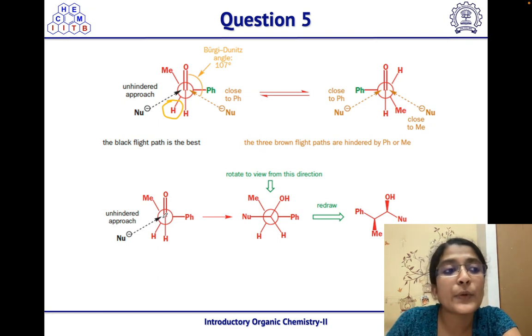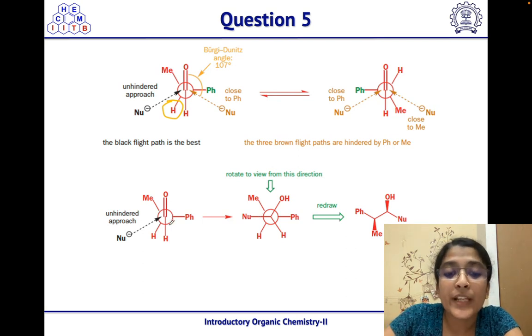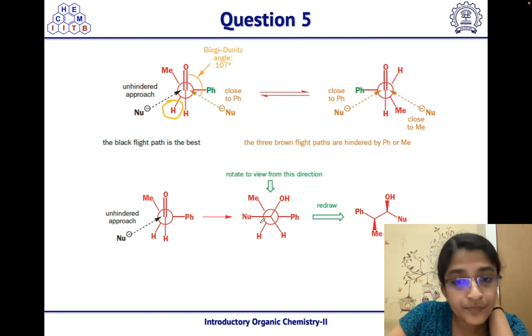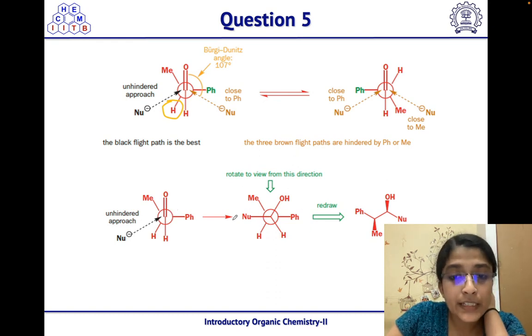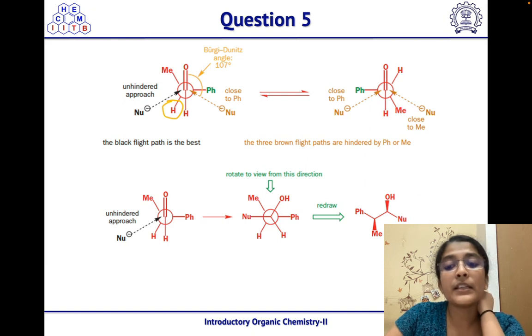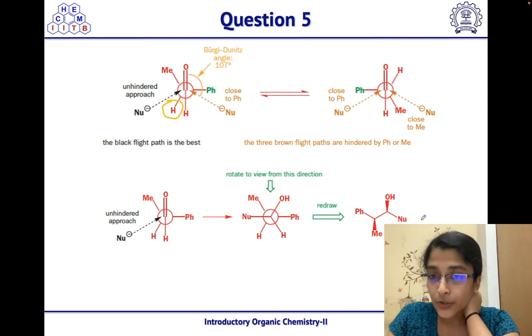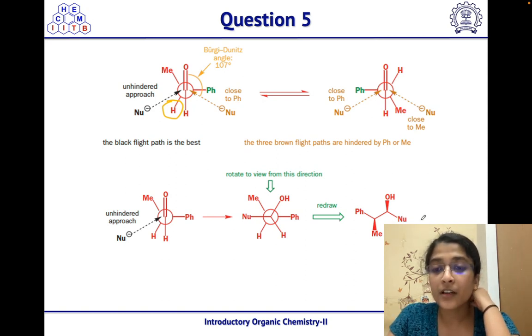In our question, the nucleophile is the methyl group. So methyl group will attack, and it will result in the formation of this product. Here instead of this nucleophile, we can write methyl, and this is the product if we redraw it in the longest chain sequence. So here there will be a methyl group. And in our question, they have given Fischer projection format.